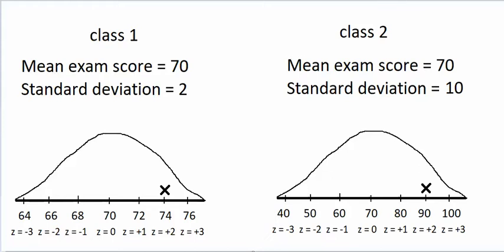Let's pick up right where we left off. In the last part of the video, I was saying that two data values with the same z-score are equally extreme, even if they come from different populations. And I want to give you a visual example of what I was talking about.